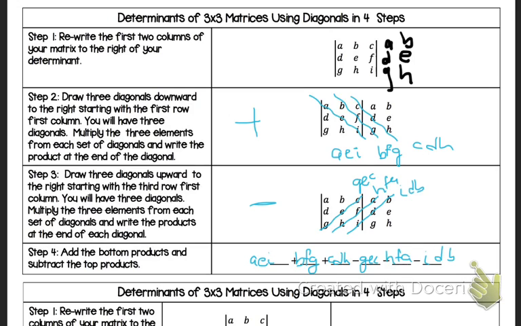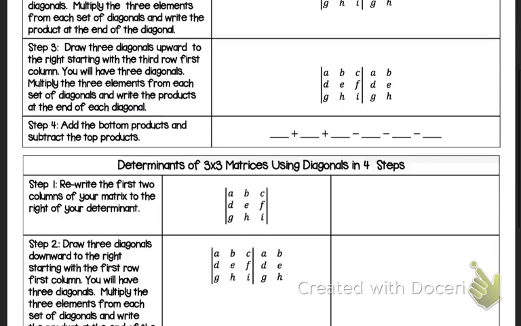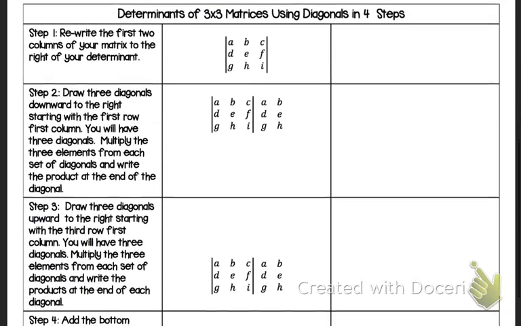However, this method only works with 3 by 3s. So if you want to do a 4 by 4 or a 5 by 5, you would have to use the method we did on the previous page. Okay, so let's do an example here. Again, these are just the steps on this side, so don't worry about writing anything there.